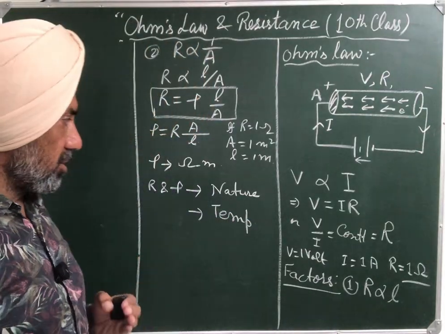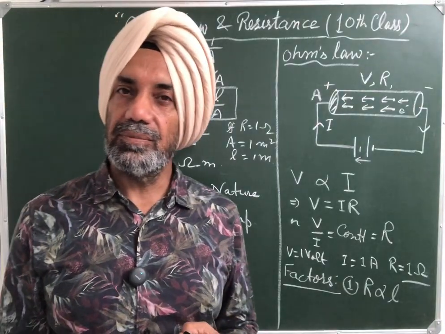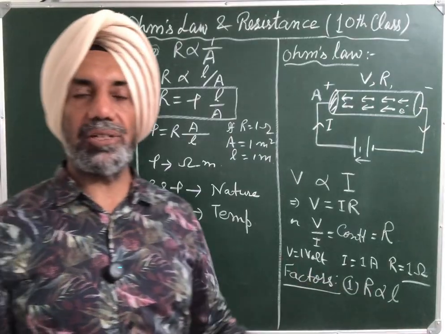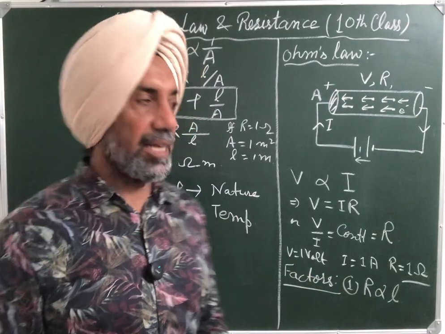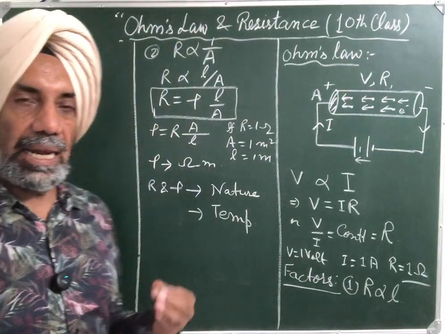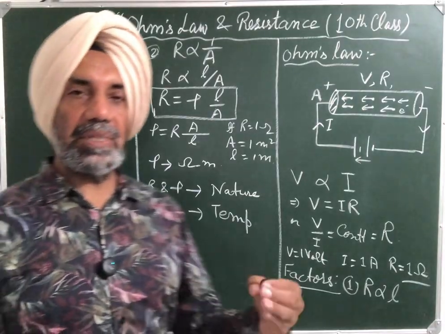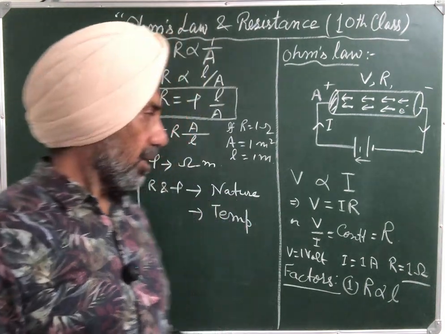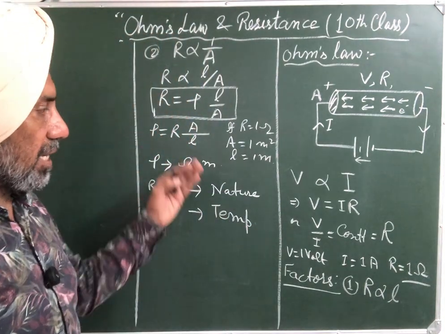So for metals, resistance and hence resistivity increases with the increase of temperature. But in the case of semiconductors and electrolytes, resistivity decreases with the increase of temperature. So this is the difference between resistance and resistivity.